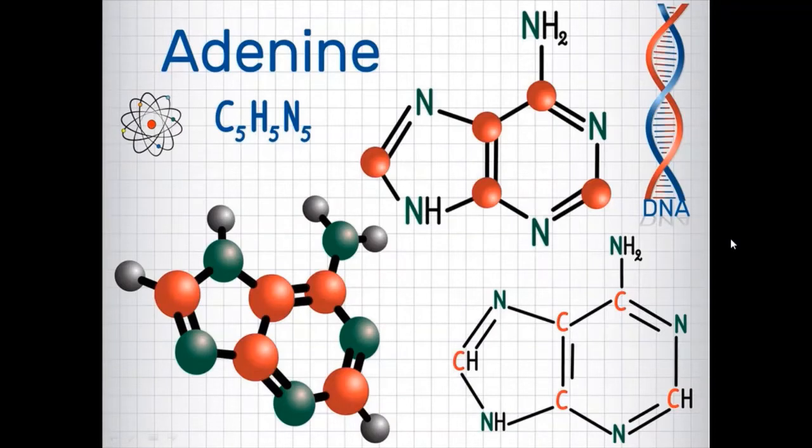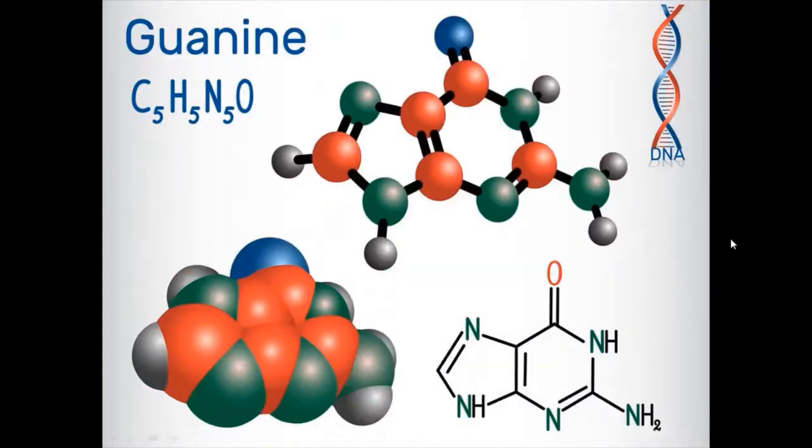Adenine is a purine nucleobase with chemical formula C5H5N5, with an amine group attached to the carbon at the 6th position. Guanine is also a purine nucleobase with chemical formula C5H5N5O. It is a 2-amino purine carrying a 6-oxo substitution.